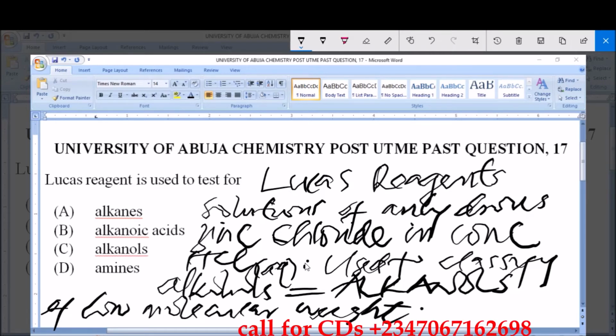Now, the whole concept of this Lucas reagent, the reaction is a substitution reaction in which the chloride replaces a hydroxyl group. The chloride ion in the Lucas reagent, like I told you, is from zinc chloride. So the chloride ion replaces a hydroxyl group. The effect of that substitution reaction helps us to identify the particular alkanol that we are dealing with. So Lucas reagent is used to test for alkanols.